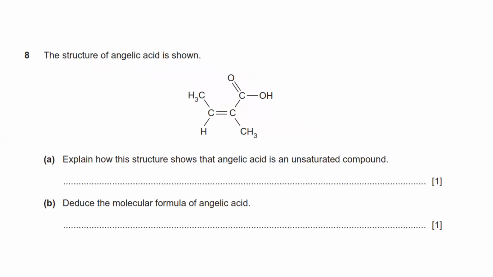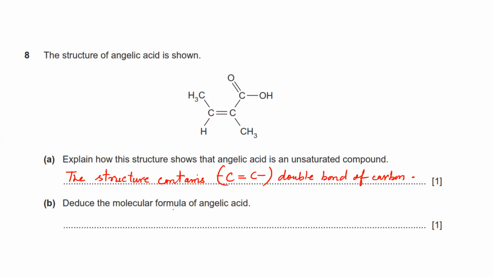Remember, if there is a carbon-carbon double bond, remember again, carbon-carbon double bond, not carbon-oxygen, not carbon-hydrogen, then it is an unsaturated compound. Double bond or triple bond, anyway. So the structure contains a carbon-carbon double bond. So this is how it shows that it's an unsaturated group.